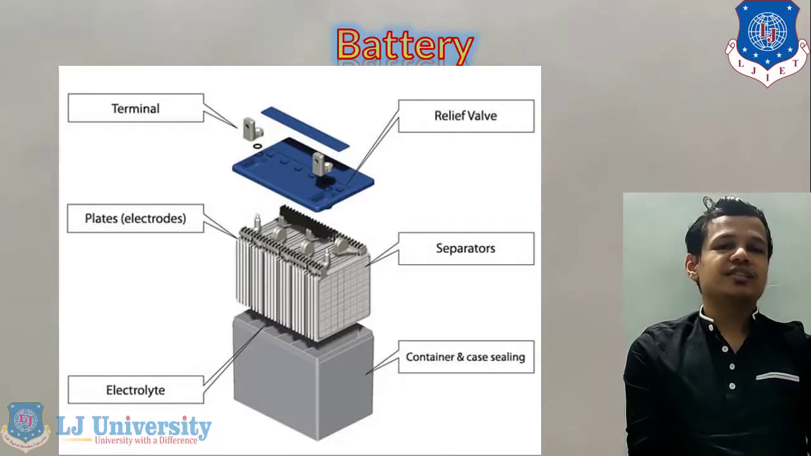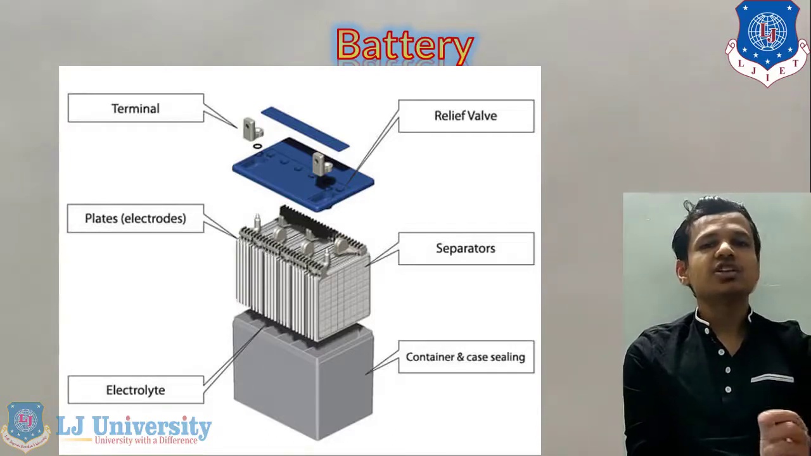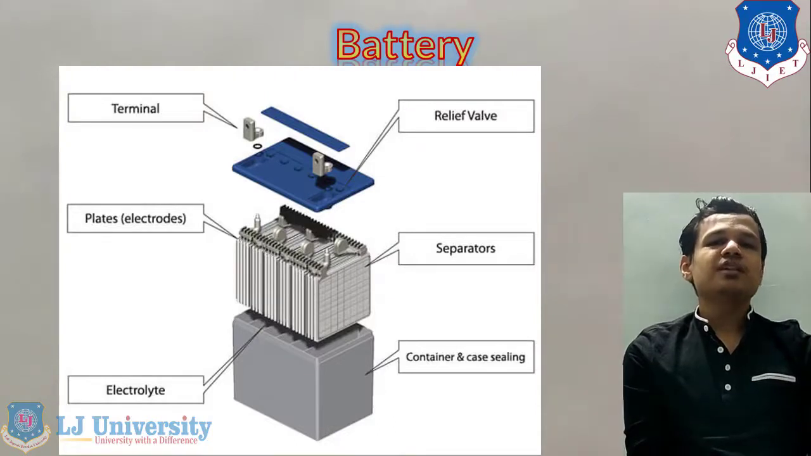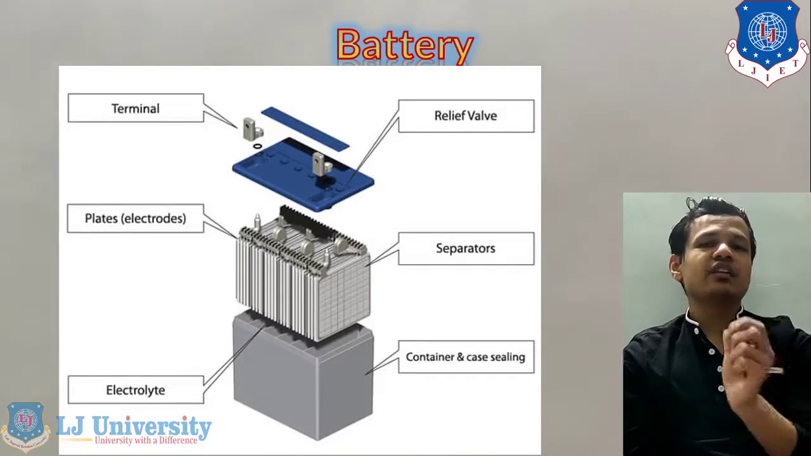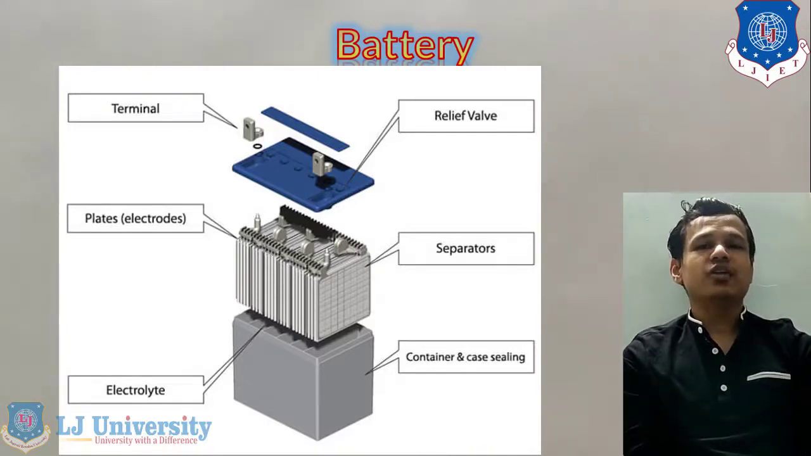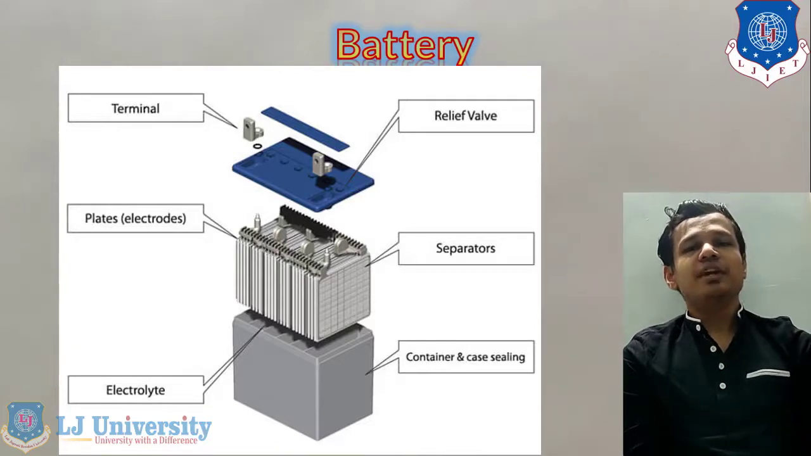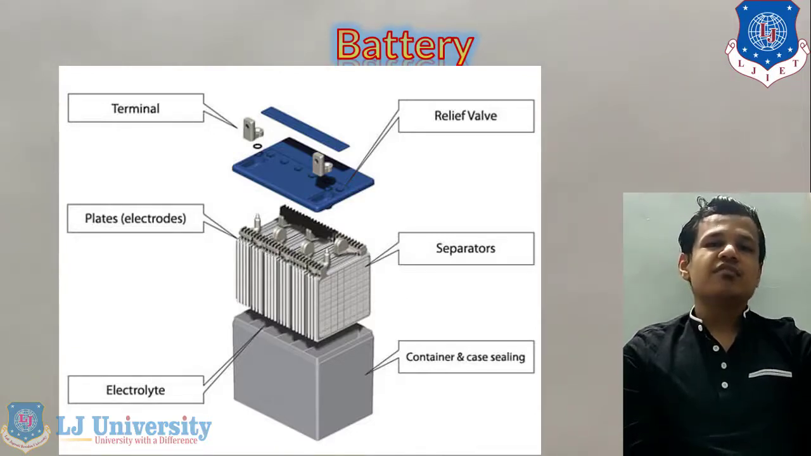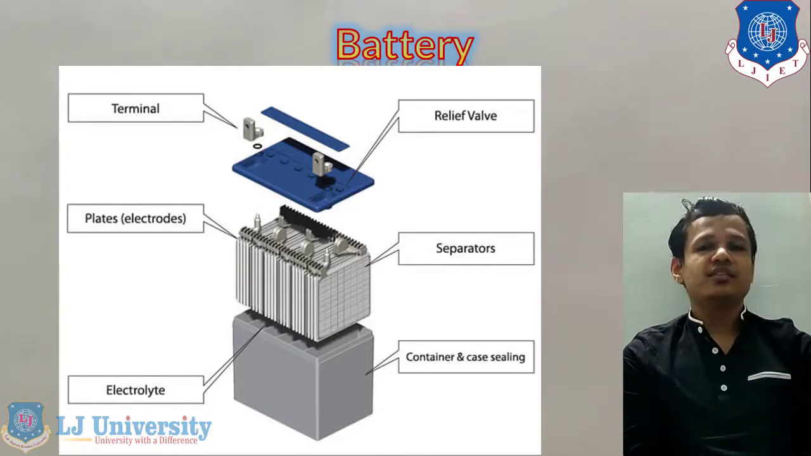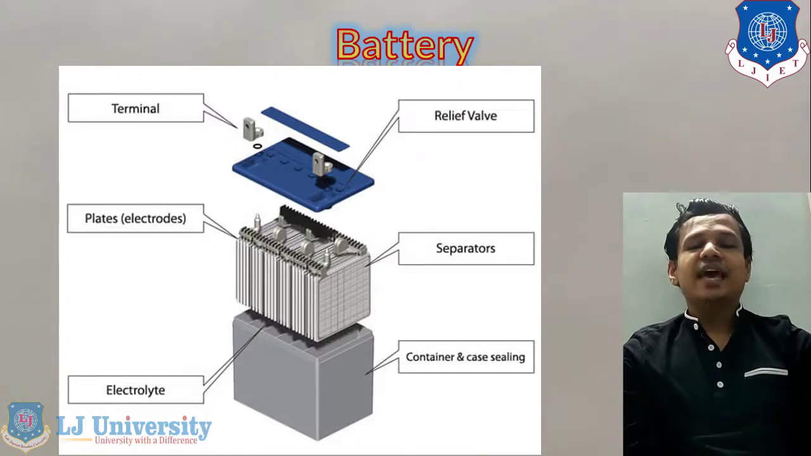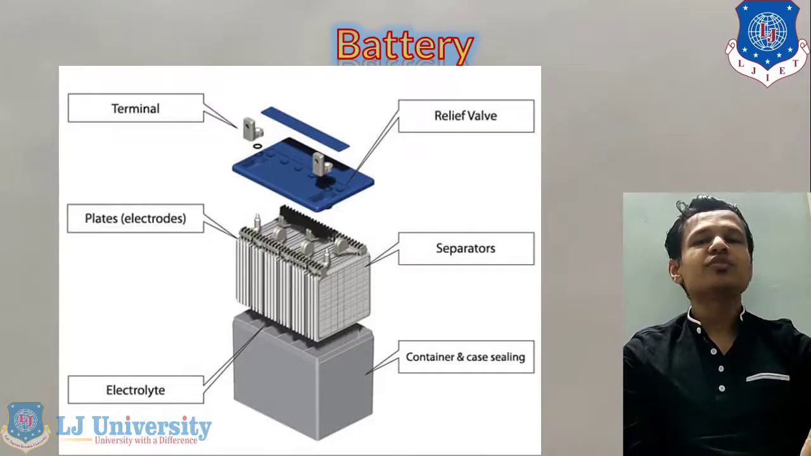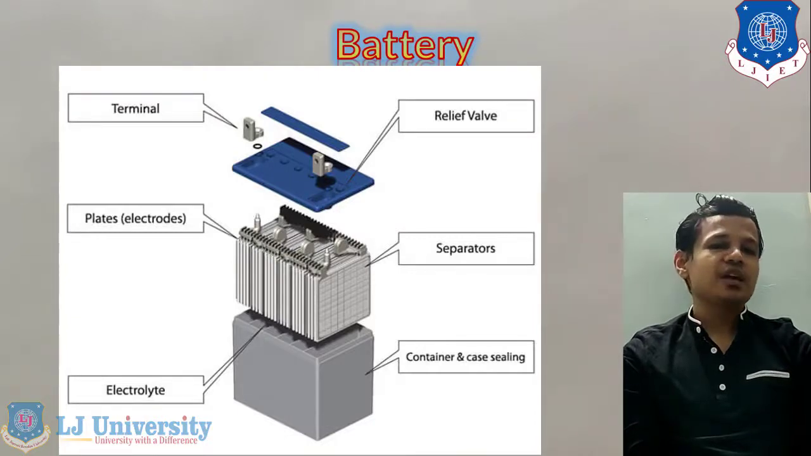Between those electrodes, separators are given. The function of the separator is to keep the space between the positive and negative electrodes so that a short circuit does not happen between them. Also, the separator is made of porous material which allows the electrolyte to flow so that the ions can transfer from the positive electrode to the negative electrode. The electrodes are arranged in cells, and those cells make up the total battery that we use in a vehicle.